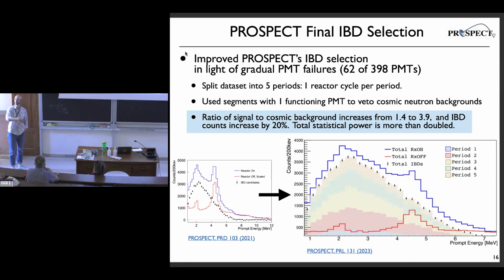By just measuring when they're on, the signal ratio is not that great. Here's what that looks like. With our improved analysis, you can see how much smaller the red is with respect to the black data points. So that's how Prospect has improved over the past 3 to 4 years.